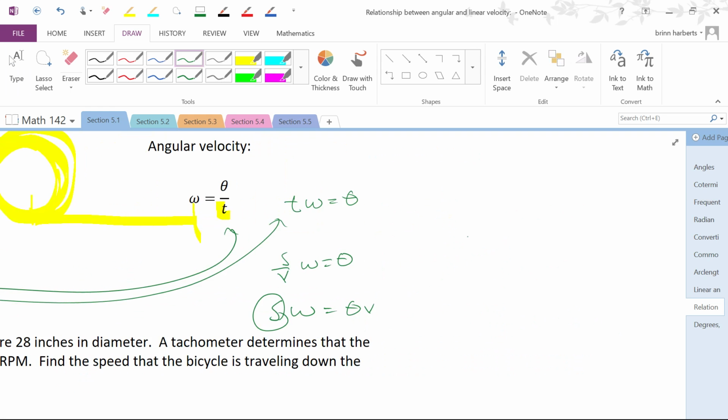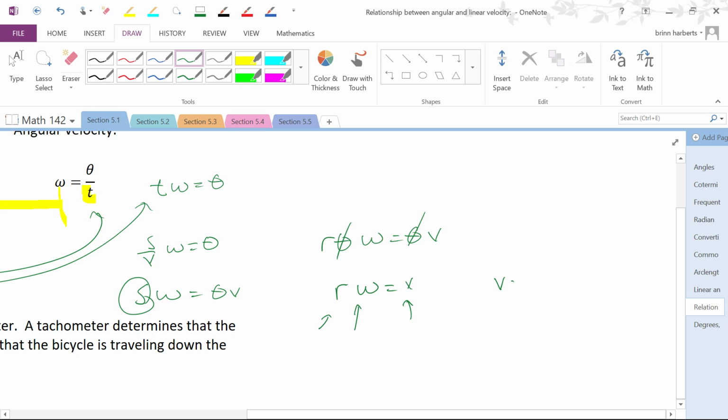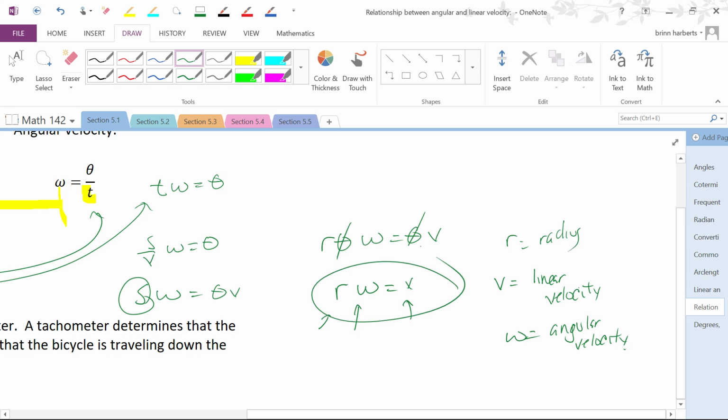Need a little more space here. R times theta times omega equals theta times v, and that drops out. So I end up with r times omega equals v. Now, r stands for radius, omega stands for angular velocity, and v stands for linear velocity. It's kind of important to keep those things straight. Linear velocity, which is speed, angular velocity, and r is radius. We like that. Okay.